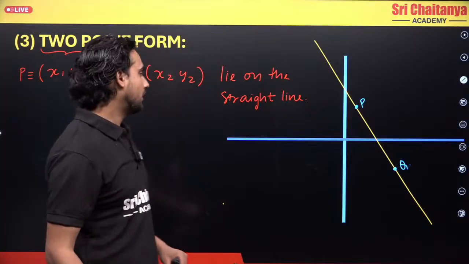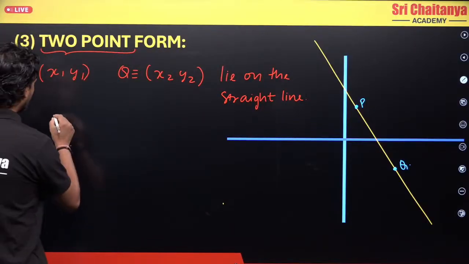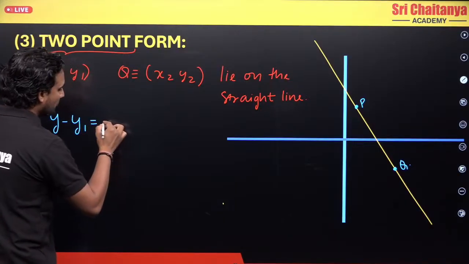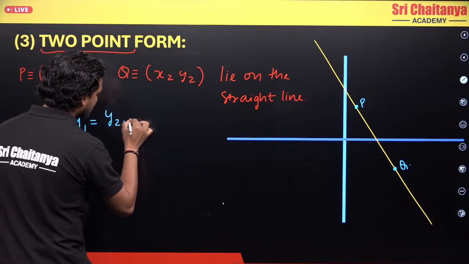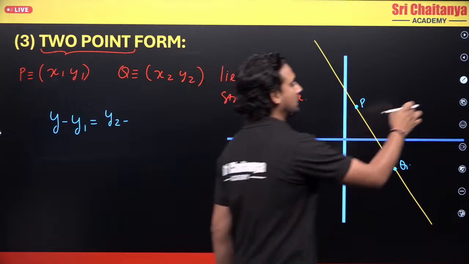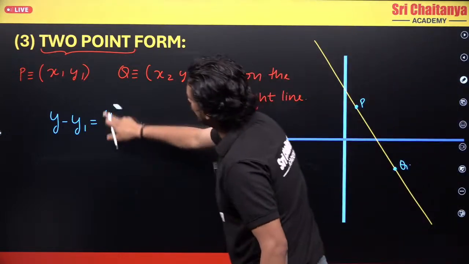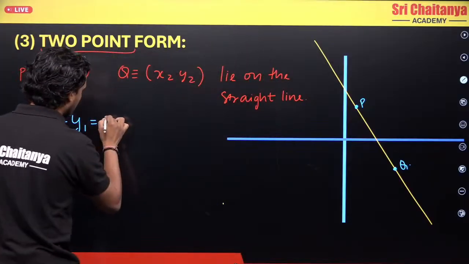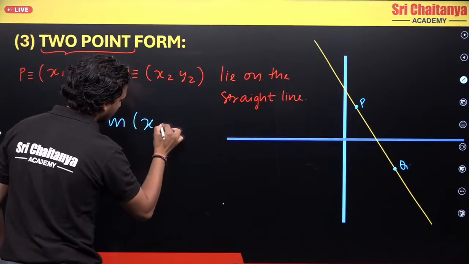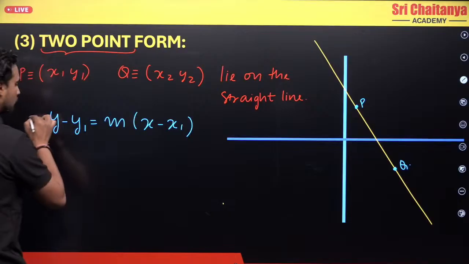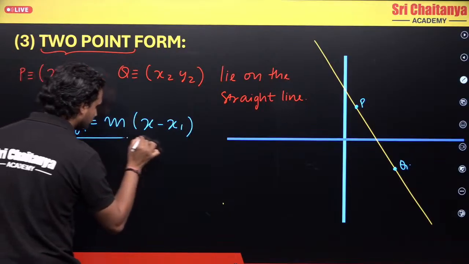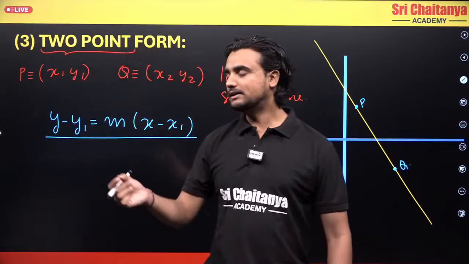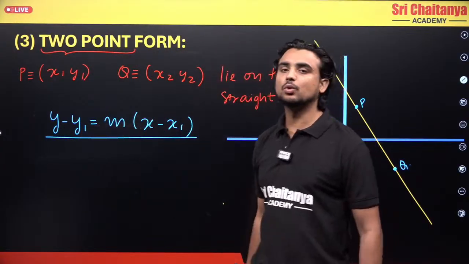So first of all, we'll write what is the equation of the straight line. The equation of a straight line is y minus y1 is equal to m times x minus x1. Yes, so if you look at this, what is this basically? This is a point slope form.